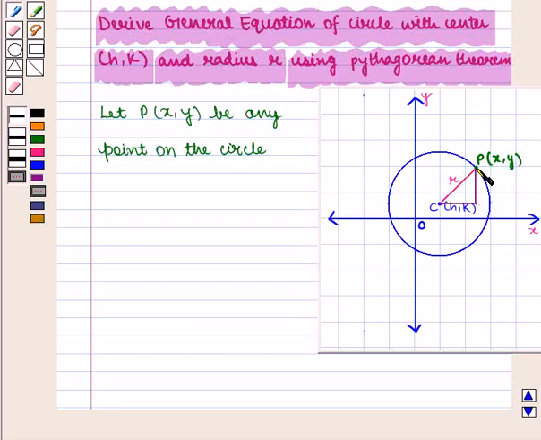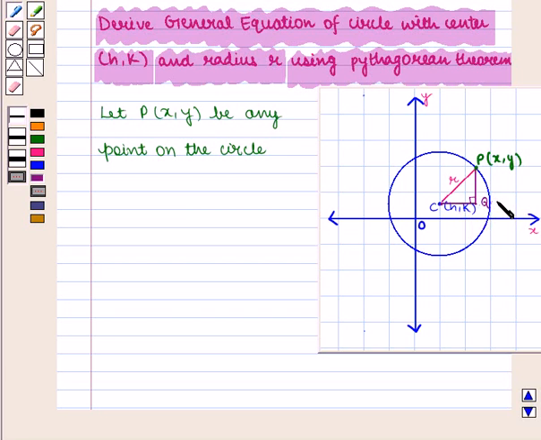Now, from point P, draw a vertical line and from point C, draw a horizontal line. Let the intersection of these two lines be point Q. Then we see that triangle CPQ is a right angle triangle. Now see the coordinates of point Q.